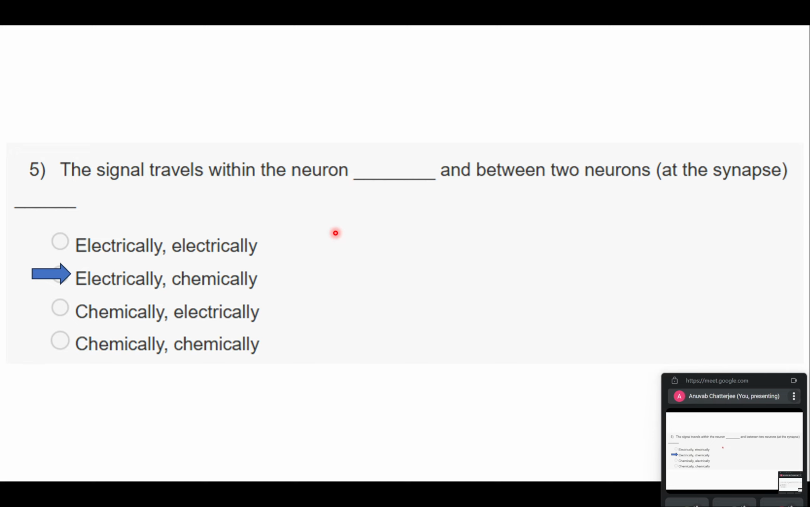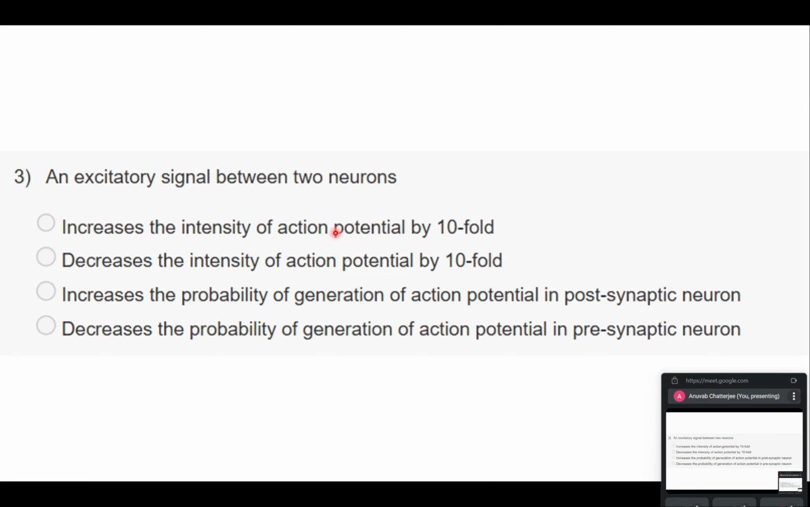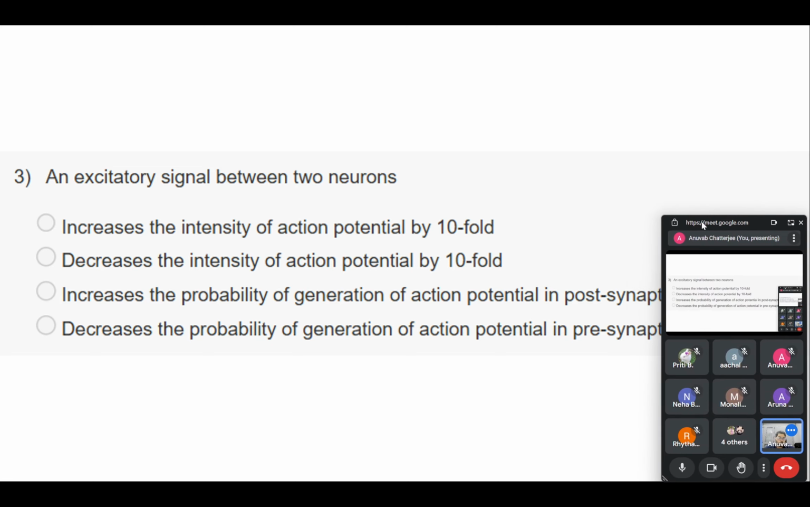Okay, I guess there are no questions, so we'll move forward. The next question is: an excitatory signal between two neurons increases the intensity of action potential by tenfold, decreases the intensity of action potential by tenfold, increases the probability of generation of action potential in the postsynaptic neuron, or decreases the probability of generation of action potential in the presynaptic neuron. So four options. You can choose whatever you think is the correct answer and post it in the chat. What does an excitatory signal mean?